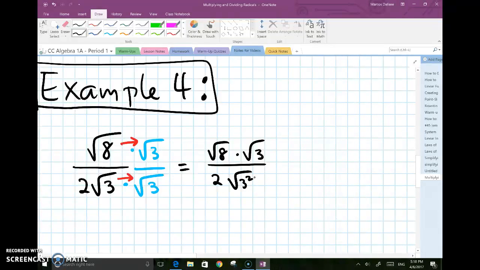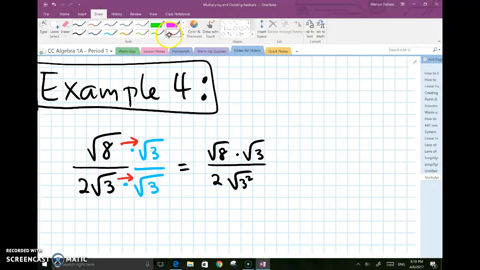Now, you might be wondering at this point, well, why didn't he simplify that radical 8? Or why didn't he multiply the radical 8 and radical 3? There's a reason for that. And the reason is because I want to first eliminate the radical from the denominator, so I don't have to think about that later on.